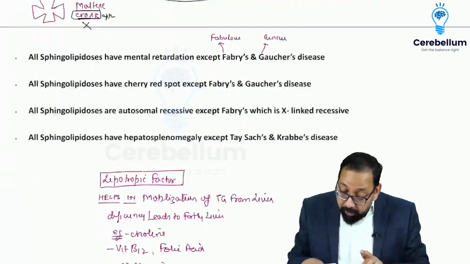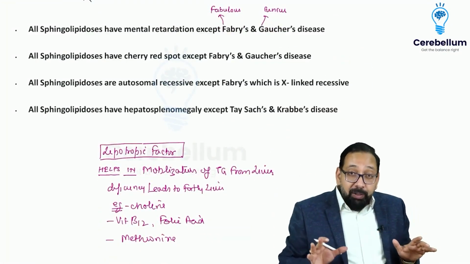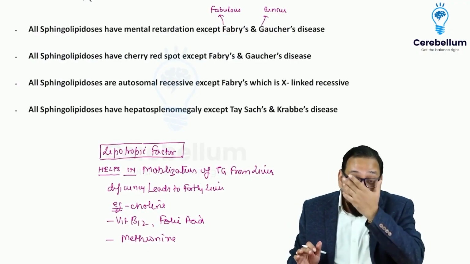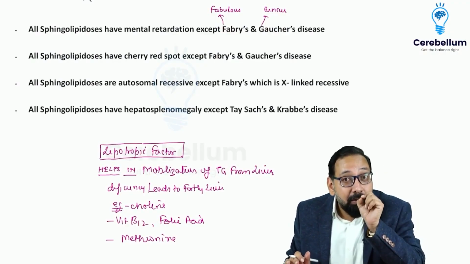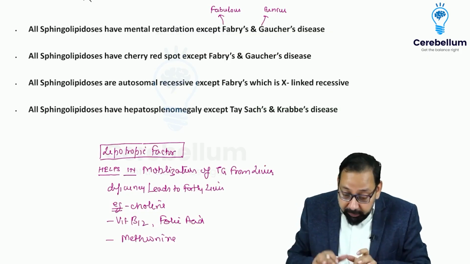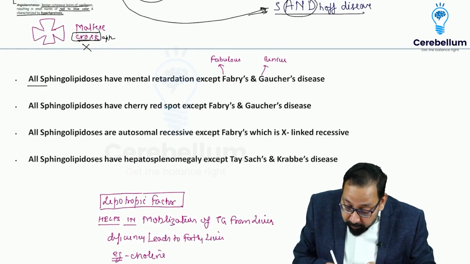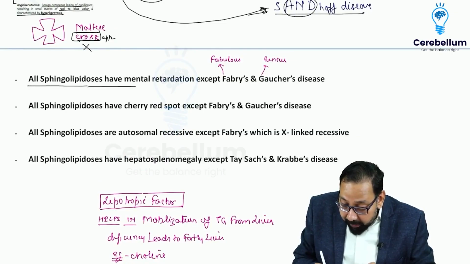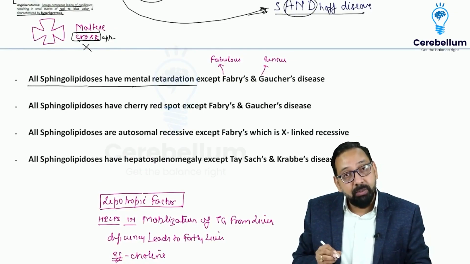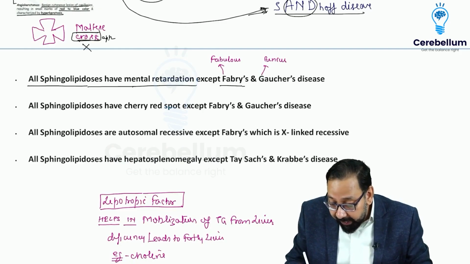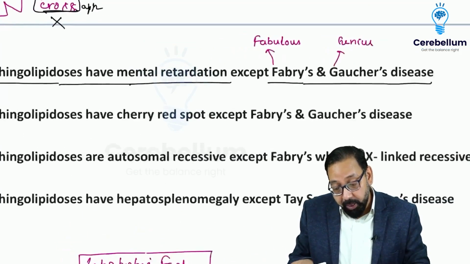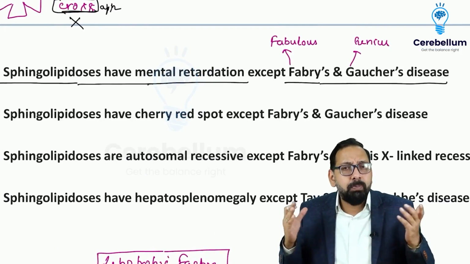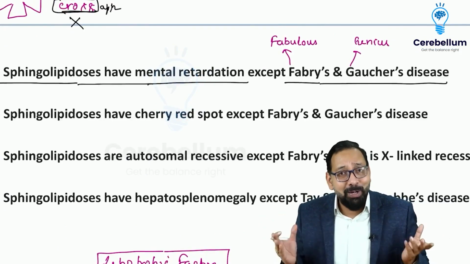Now, many times a clinical scenario you will get and you will catch the answer by a single point. And this is important. All sphingolipidoses have mental retardation, intellectual disability, except Fabry's and Gaucher. How will you remember? Fabry's, fabulous performance means no mental retardation.